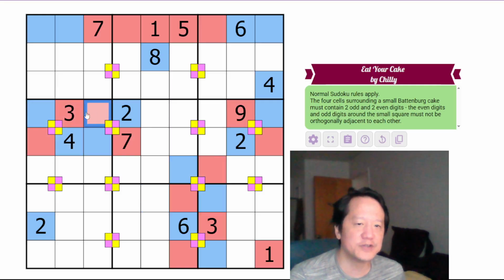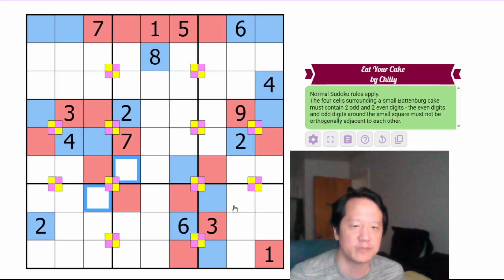In this left central box, we have 1 even and 1 odd because of the Battenberg cake here. That gives us 4 evens in this box. So therefore, this cannot be even. It's odd, which forces that to be odd because of the Battenberg cake. So these are 2 evens.